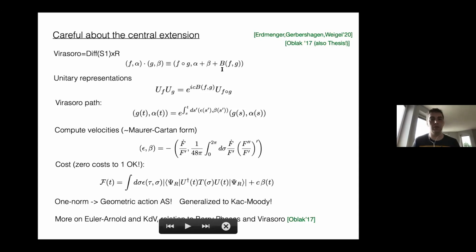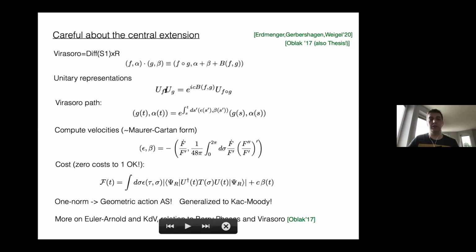And finally, there was a very nice work recently by Johanna Erdmenger and company, trying to remind us that we should be a bit more careful about what we mean by Virasoro. And of course, Virasoro is the group of diffeomorphisms times circles. So the elements are not just these diffeomorphisms, but also the central charges. And we should also look at the paths in this group extension.